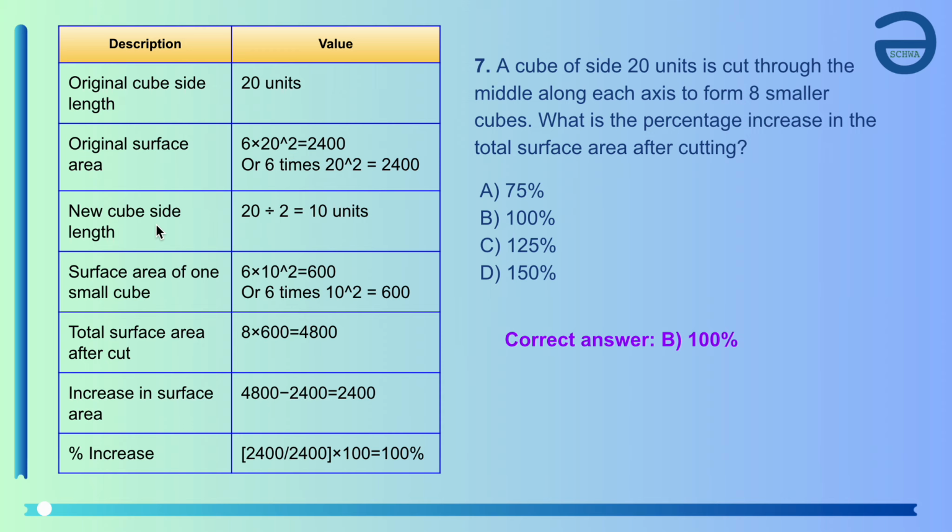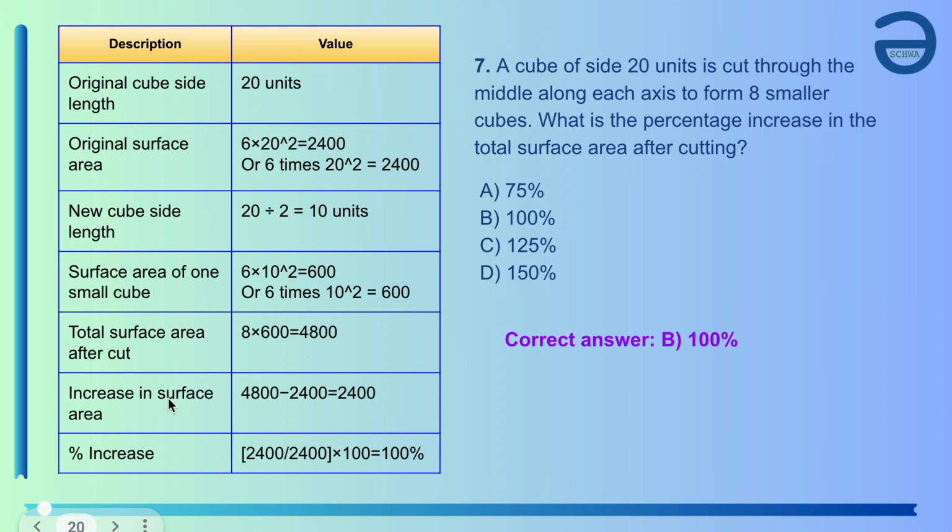Now, the little cubes, each of them are 10 units in each side. So we've got the surface area. Again, we'll do 6 because a cube always has 6 sides: up, down, front, back, left, right. So that gives us 6 into 10 square, which is 600. And for the total surface area, we actually have 8 cubes, so we have 8 different surface areas. So 8 of those little 600 areas, that'll be 4,800.